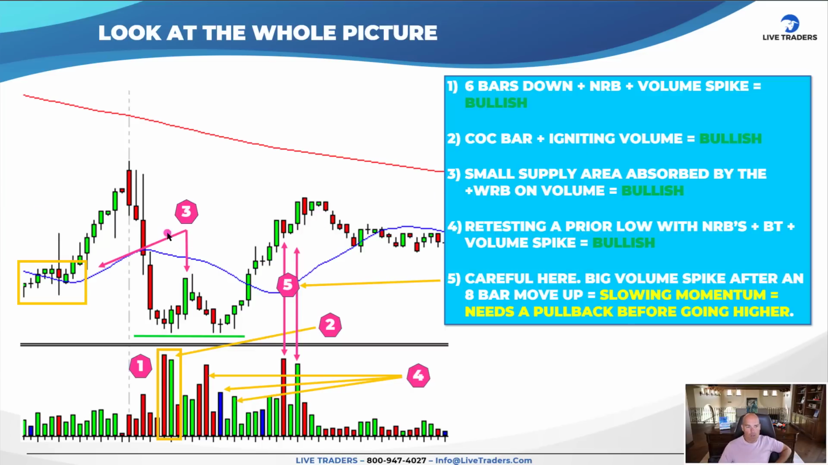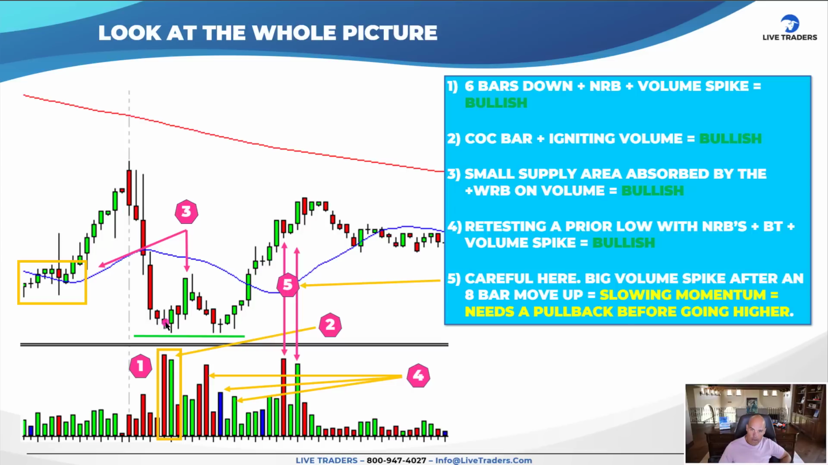All right, now, on the left, right here, chop, chop, chop, chop, doji bar, topping tail, bottoming tail. Why is this important? You'll see in a minute. Stock moves up 1, 2, 3, 4, 5, 6, 7, 8 bars in a row. And then gets far from the moving average, pulls back 1, 2, 3, 4, 5, 6 bars. Now, that's number one. 6 bars down plus narrow range bars at the bottom plus volume spikes, bullish.